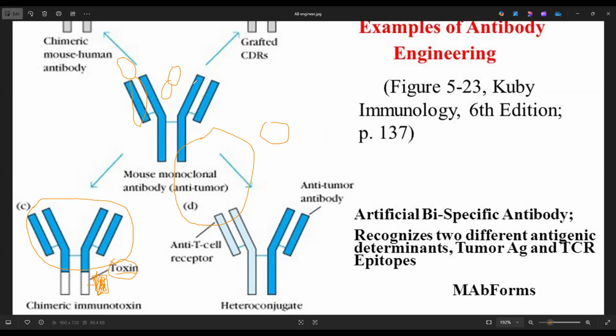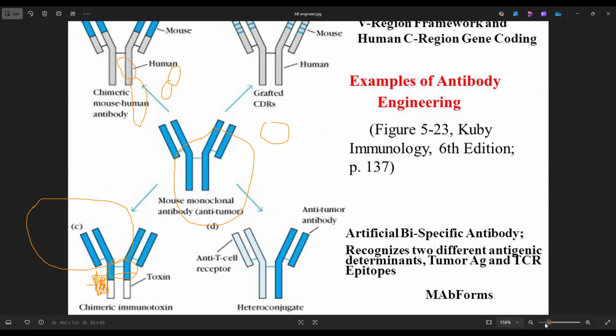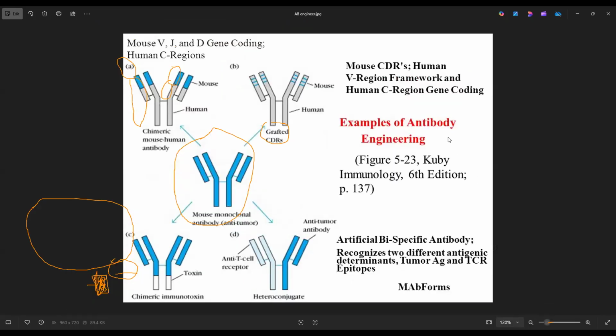So again, we can see that our starting point is this antibody which is produced in the mouse. And then we can use it to make a heteroconjugate. In a heteroconjugate, there are two arms: anti-T cell receptor and anti-tumor antibody. So we can use it for the treatment of tumors, to kill tumor cells.